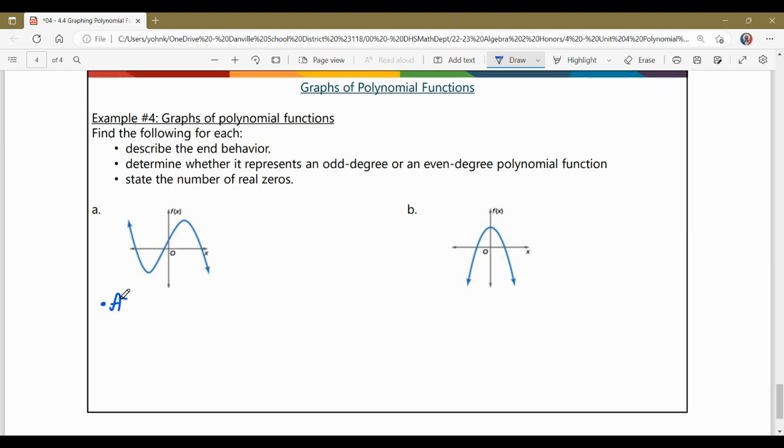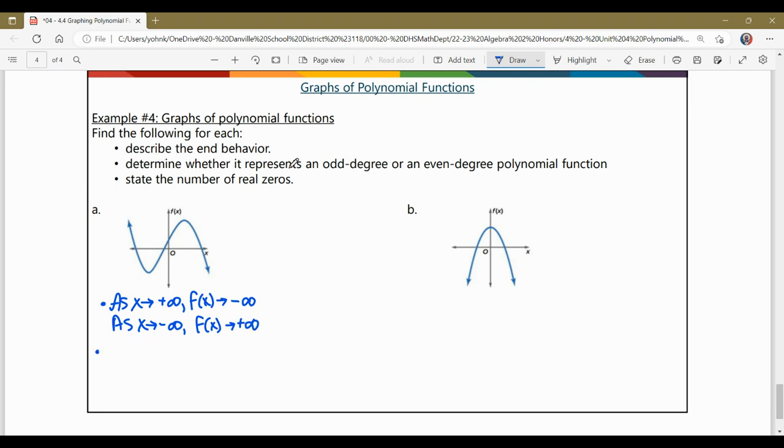Okay, so as x approaches positive infinity, f of x approaches, well, as my x's get bigger, my y's get smaller, so negative infinity. As x approaches negative infinity, f of x approaches, well, as my x's get smaller, my y's get bigger, so I'm going to put positive infinity.